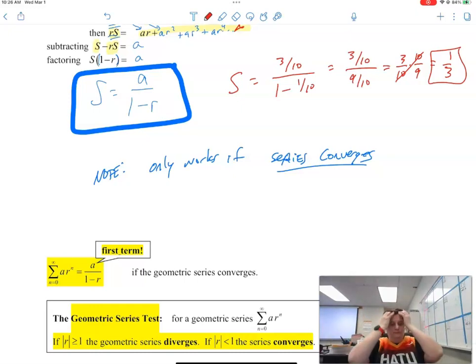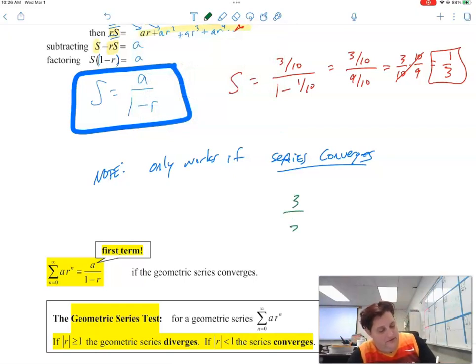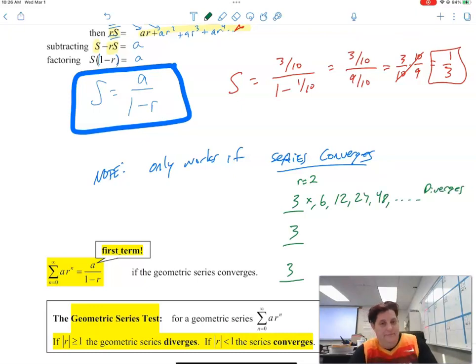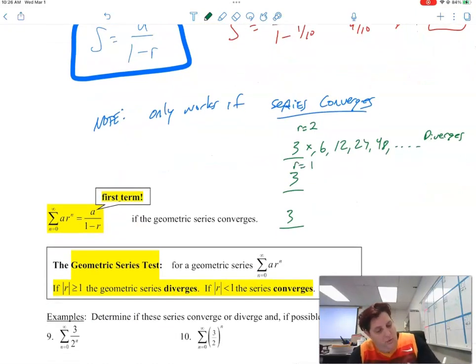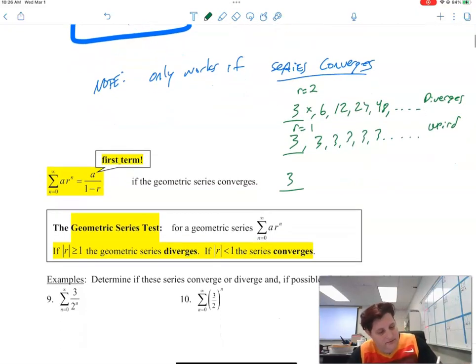Now think about this. Let's start with the number 3, and let's multiply by, let's say r is 2. 3 times 2 is 6, times 2 is 12, times 2 is 24, times 2 is 48. What's happening to that series? It diverges. Okay? Let's say r is 1. 3, 3, 3, 3, 3. That's just weird. Does it diverge? Does it converge? I don't know. It's just the same number all the time. That's kind of a dumb case, right?